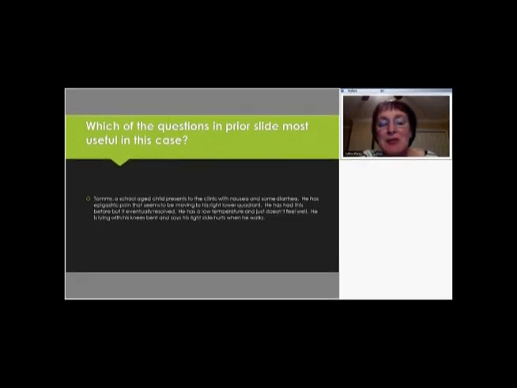Epigastric pain. It starts in the epigastric area. It moves down to the right lower quadrant. He has a low temperature, which is normal for appendicitis at the beginning. He just doesn't feel good. He's lying with his knees bent, so his belly doesn't hurt. So those are all clues for appendicitis.